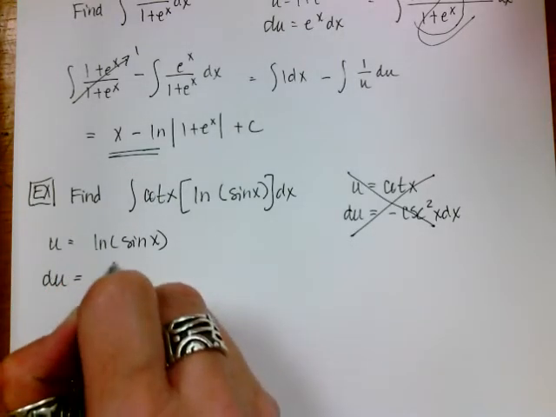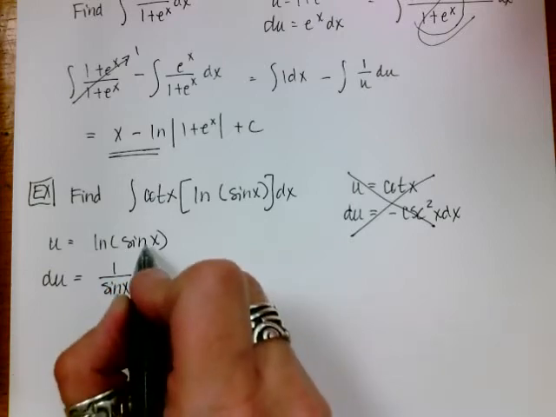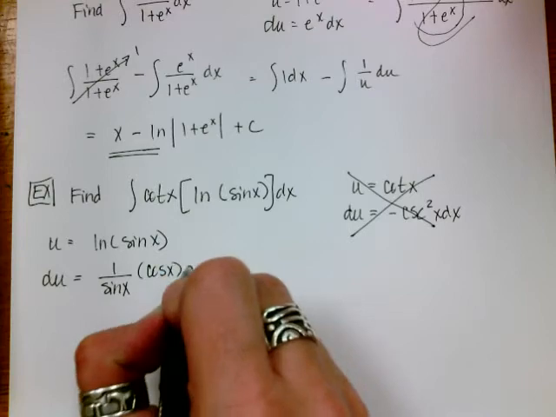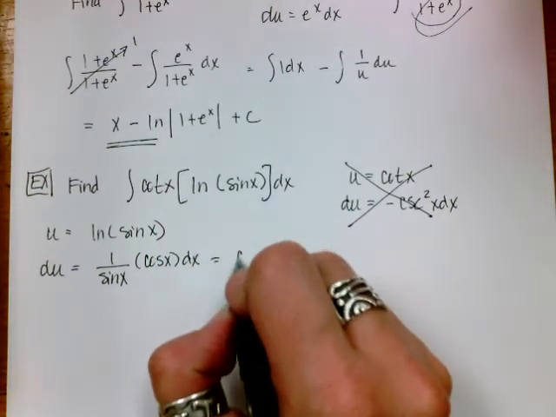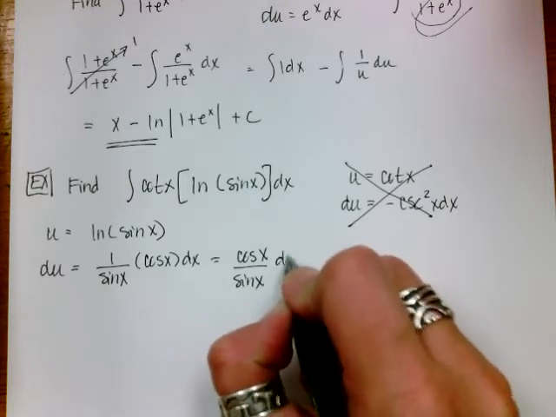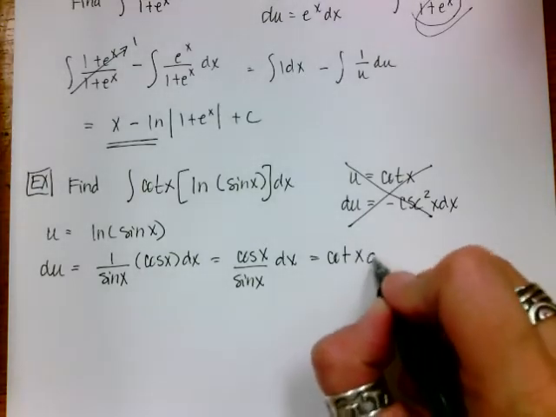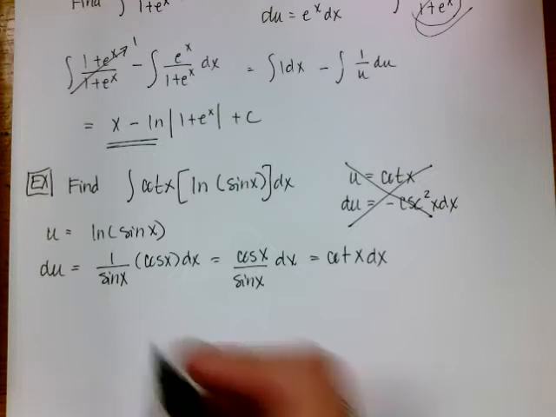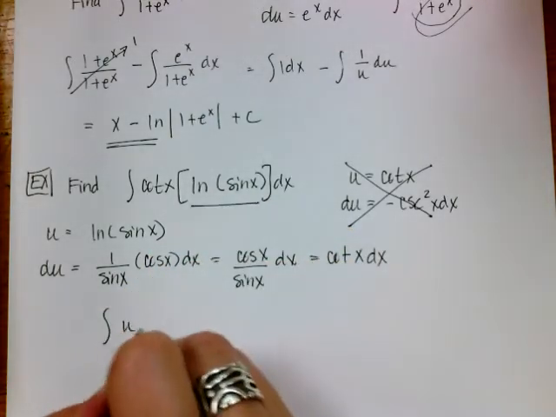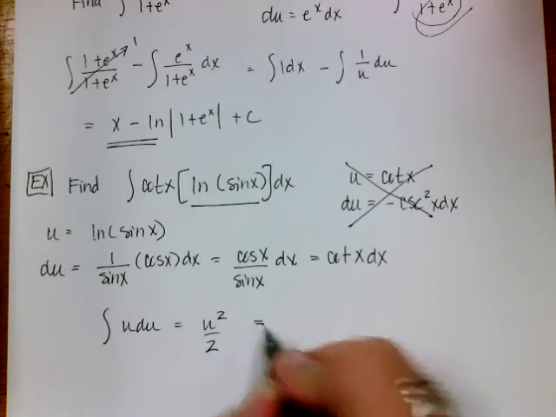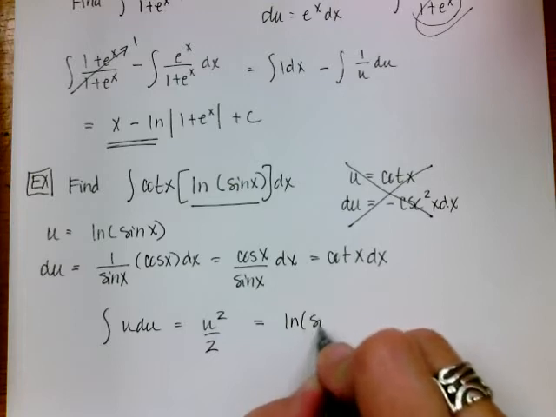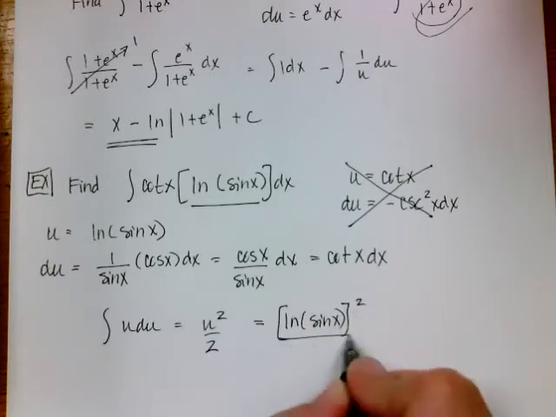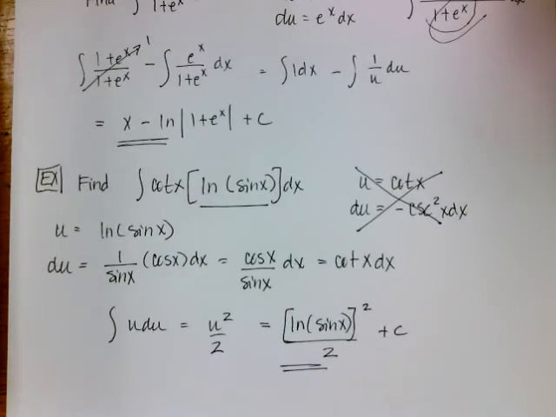Well, du is going to be 1 over the sine of x times the derivative of the inside, which is cosine of x dx. If I write that a little bit nicer, this is the cosine of x over the sine of x dx, and lo and behold, that is the cotangent of x dx. Well, that's cool. So my integral actually ended up becoming the integral of u du, which is u squared over 2. Substitute everything back in, so this is the natural log of the sine of x, quantity squared, over 2 plus c, ta-da, done. So remember, if it doesn't work when you choose your first u, punt, and then try it again and see if it works. That was actually a nice, cool little trick.